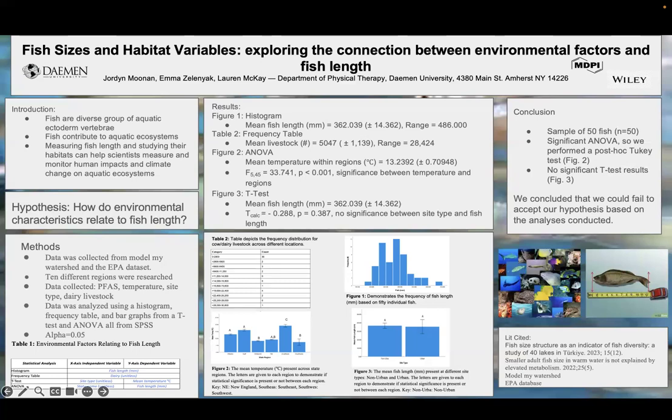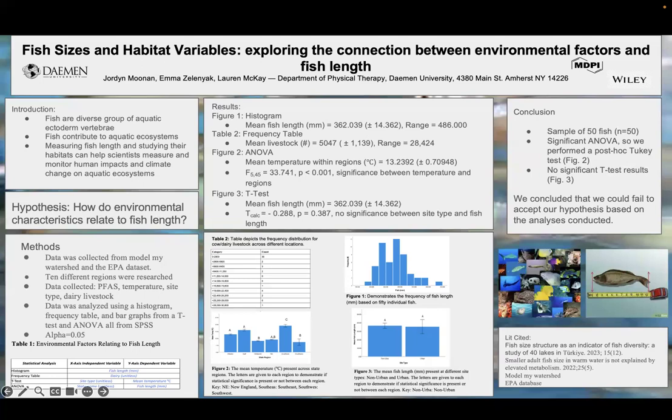In figure 1, the mean fish length can be represented as 362.039 plus or minus 14.362, and the range can be represented as 486. In table 2, the mean livestock can be represented as 5,047 plus or minus 1,139, and the range can be represented as 28,424. In figure 2, the mean temperature within regions was 13.2392 plus or minus 0.70948, and the F value can be represented as 33.741 with a p-value of less than 0.001, showing a significance between temperature and regions.